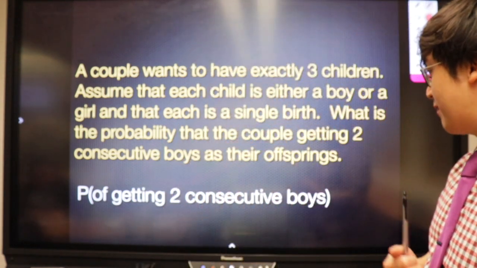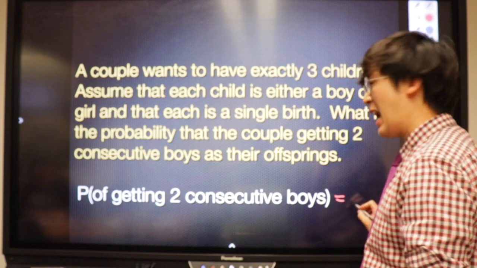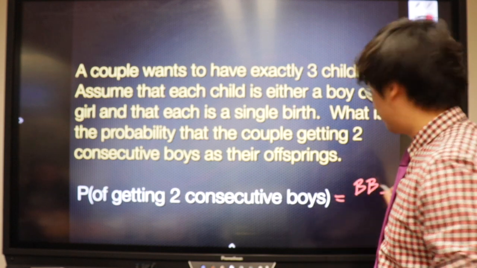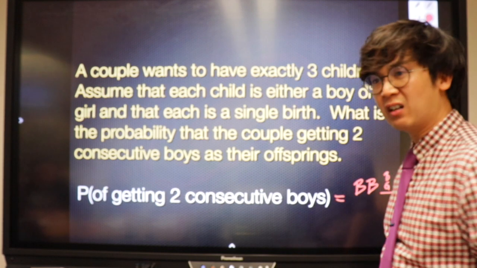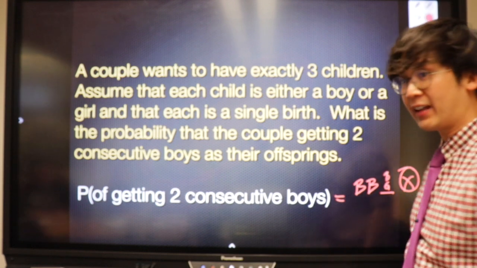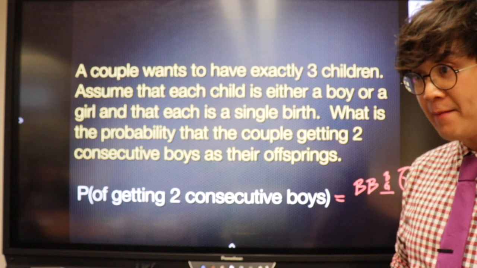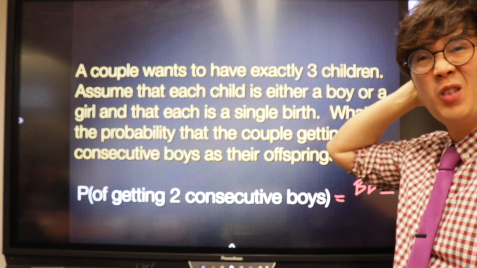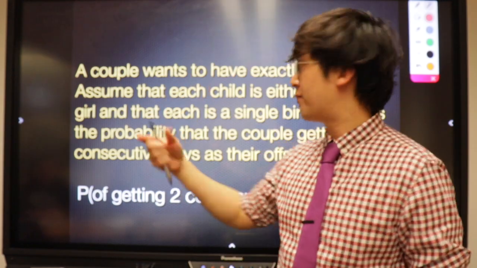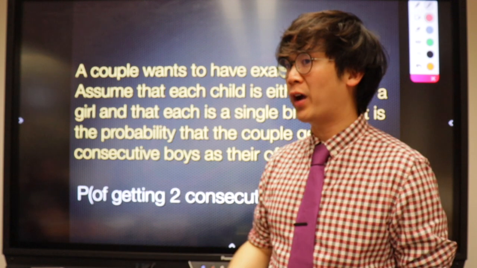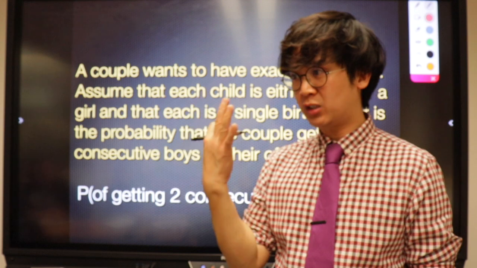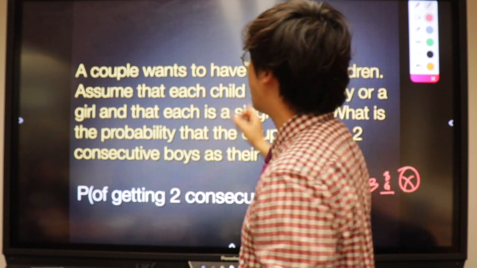Probably getting 2 consecutive boys. So that means you need to have B, B, and B or G, right? And this is your X, or your number of success, right? But the problem is, how are we going to figure that out visually? All right. So the concept of this particular probability is pretty much the same as flipping a coin. And you're flipping a coin how many times? 3. 3 times, because you need 3 children, right? So that's what we're going to be producing.